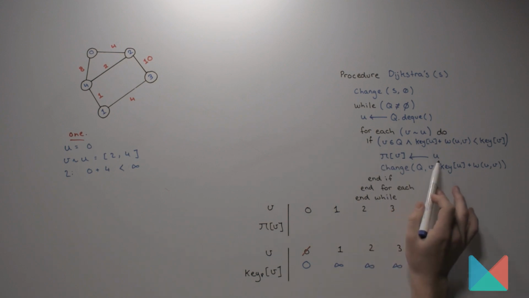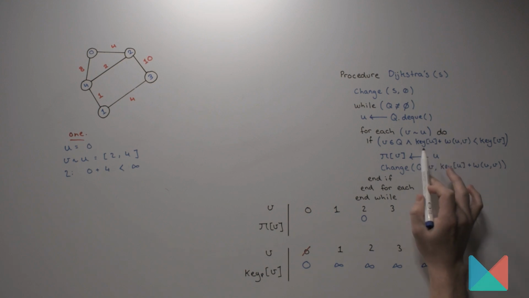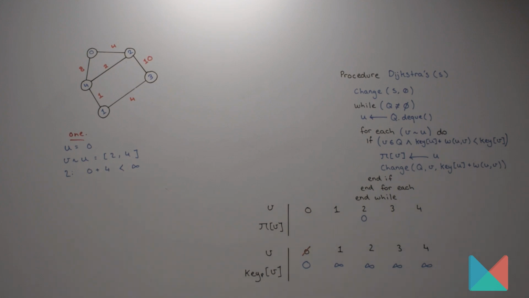So in our parent array, we want to put u where our v index is. So u is 0, and this is going to be the parent of our index 2. So 0 is the parent of 2. And we also update our heap with this key of u plus our weight of u to v, which is what we calculated up here, which is 0 plus 4, which is 4. So at v, which is 2, this is going to be replaced with 4 instead of infinity. And now we can repeat this for our next neighbor, which is 4.